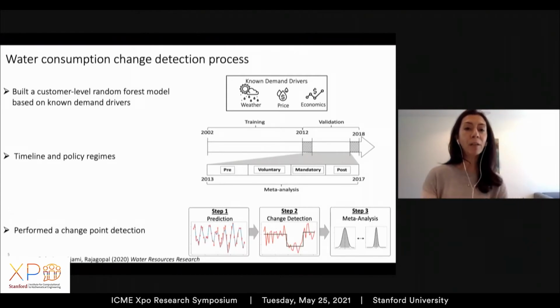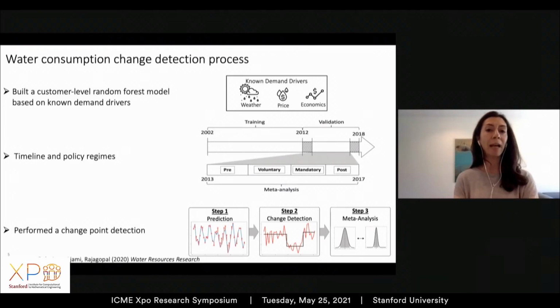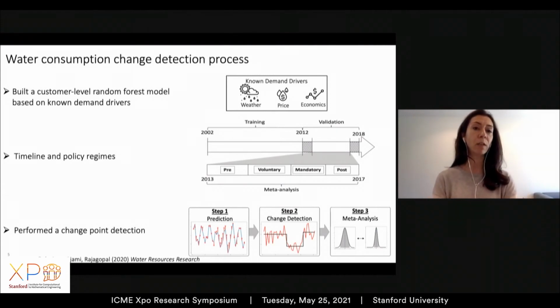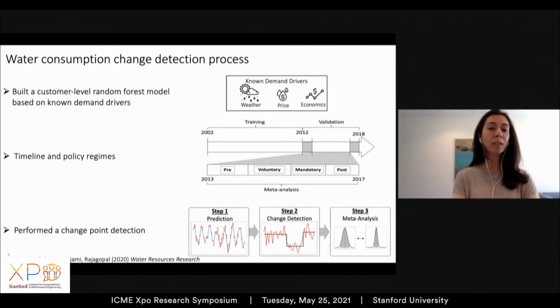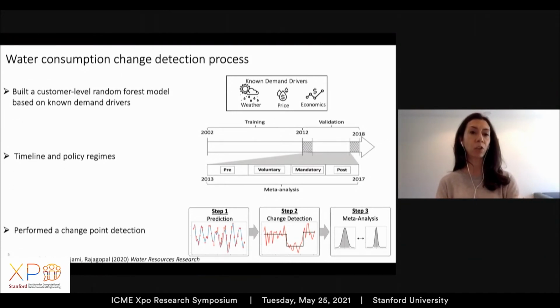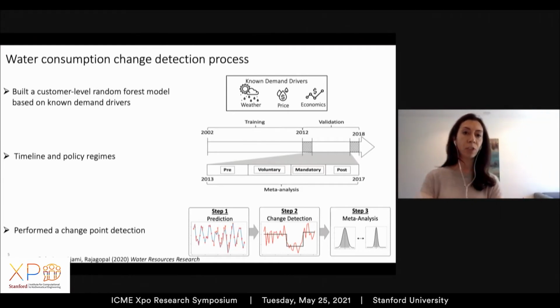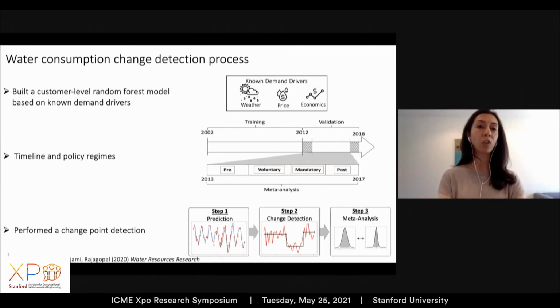When we took the random forest models, we took the residuals from those models that we built for each one of those customers. And we assumed those residuals are the water use data that was not driven by the known demand drivers. And we looked at how water use has changed over time. We used change point detection to identify the time and the amount of change in water use, and then aggregated them.